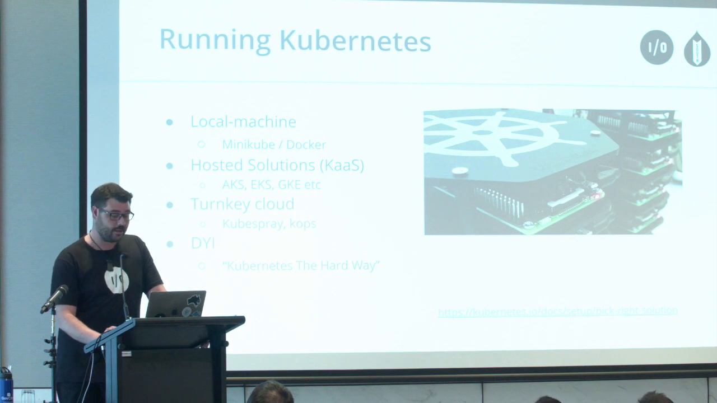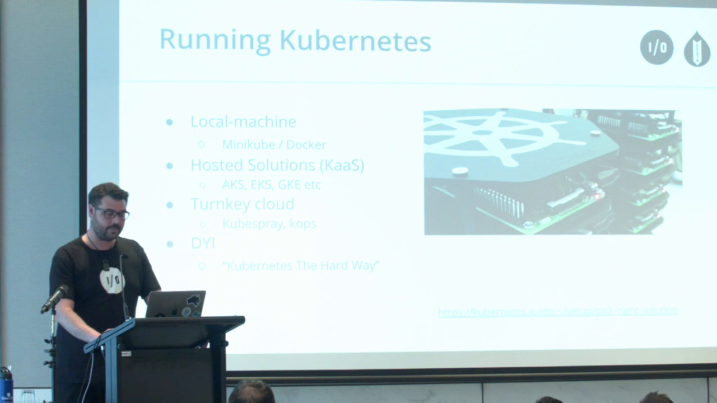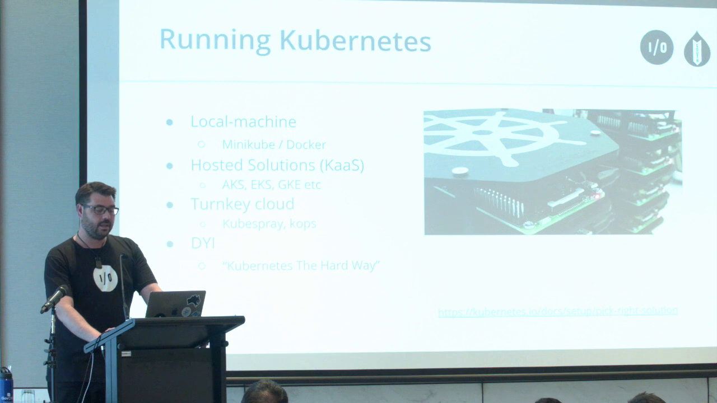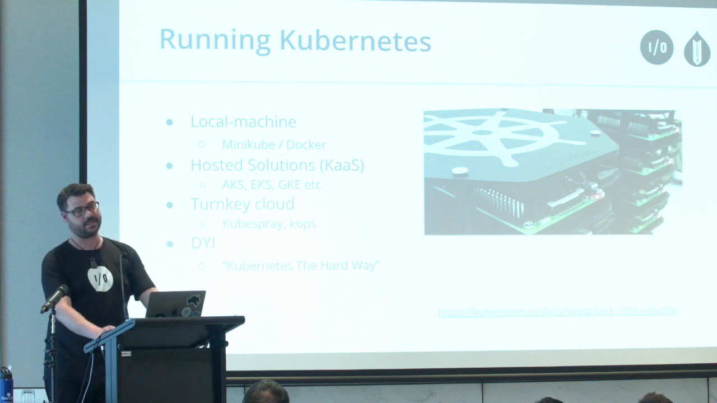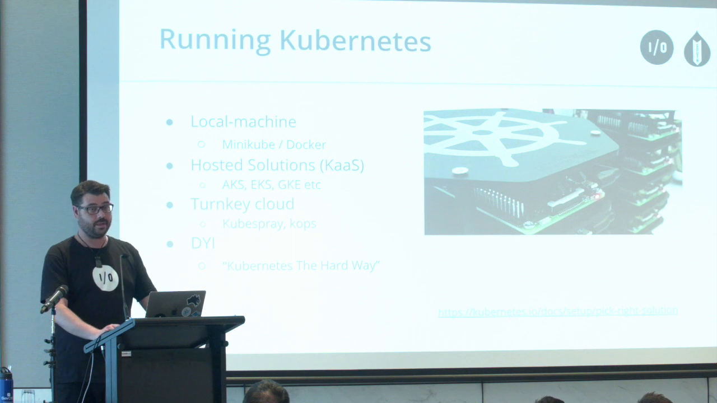Other options are hosted solutions, which are completely hosted. You don't have to worry about upgrades or anything. Examples are AKS, which is Microsoft Azure, EKS, Amazon, and GKE, Google. There's also Oracle Cloud and a whole bunch more. There are other turnkey cloud options, which essentially just build you your own Kubernetes cluster.